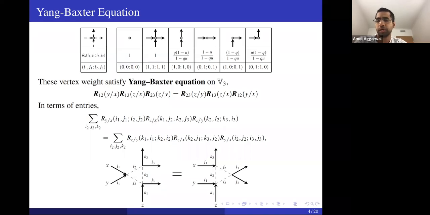It's the U_q(sl_2 hat) solution, the fundamental one. So it's the 6-vertex solution to the Yang-Baxter equation. The vertex weights are shown over here. There are 6 vertices.